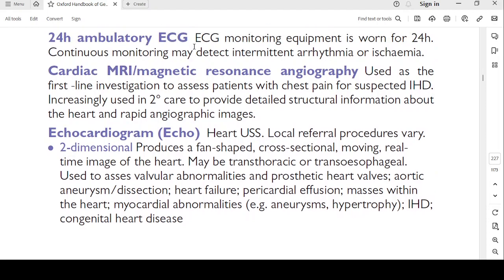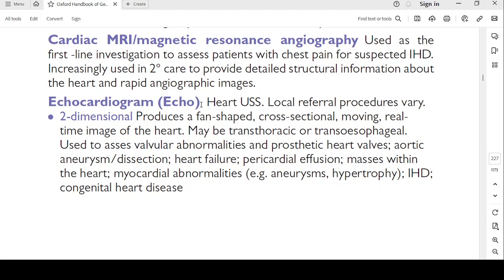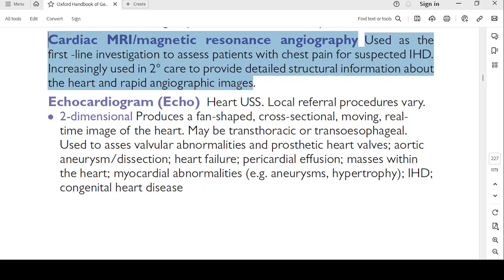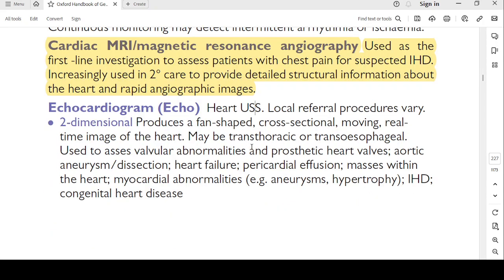So this 24 hours monitoring is called Holter monitoring. Cardiac MRI or magnetic resonance angiography is used as the first line investigation to assess the patient with chest pain for suspected ischemic heart disease. It is increasingly used in secondary care to provide detailed structural information about the heart and rapid angiographic images. This is also one of the main investigations suggested by NICE.